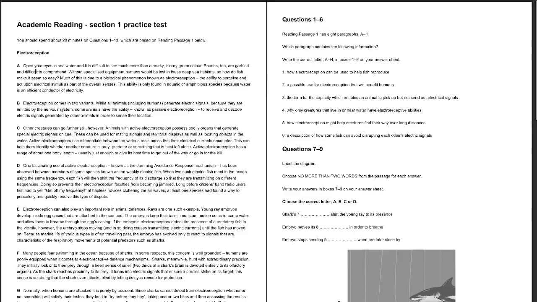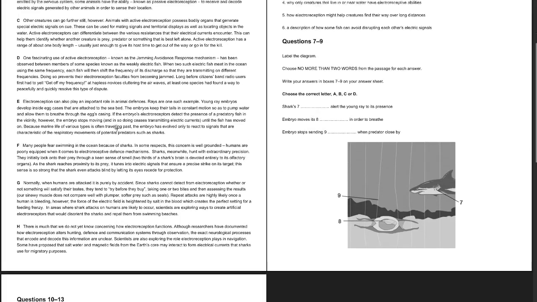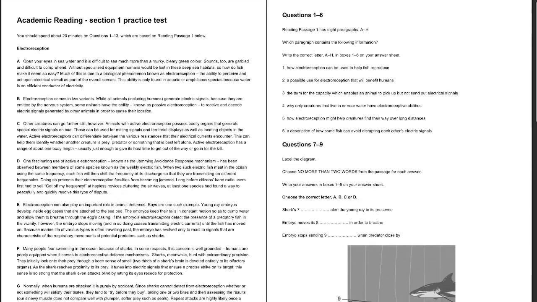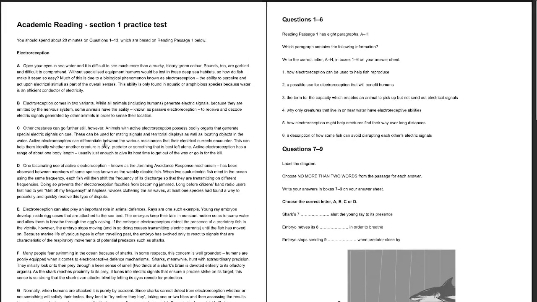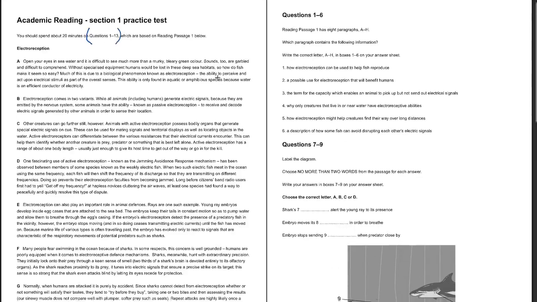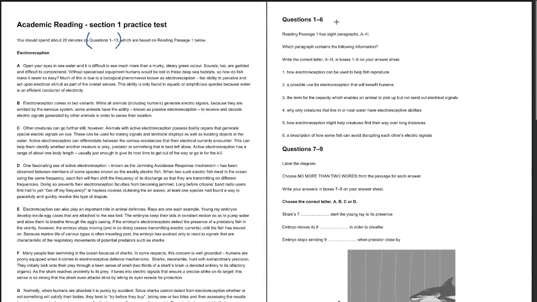So this passage is talking about electroreception. And before you read everything here from A to H, I would like to tell you that for the IELTS practice test for reading, the best way to score the highest marks is to not read the passage entirely. Instead, what you need to do is to read the questions. So here you see for this practice, there's question 1 until 13. So what you need to do is to start from here.